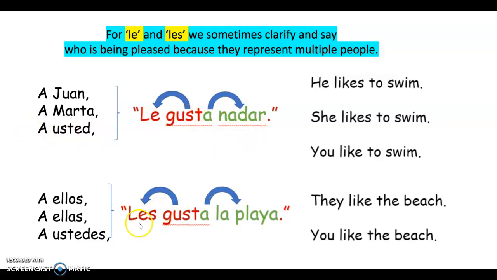And the same goes for les. This les could be they or you all, plural, like. So you say, a ellos les gusta la playa, etc.